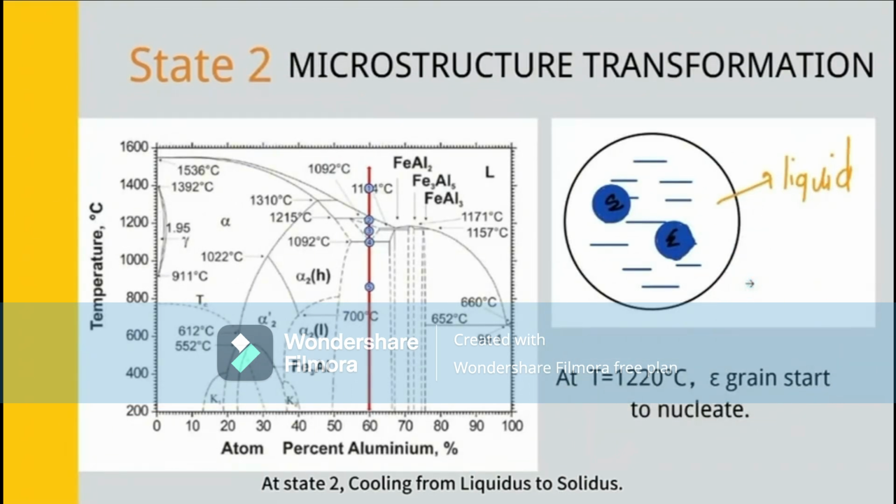And state 2, cooling from liquid to solid. As the temperature decreases, solid aluminide starts to form from the liquid. Theta grains start to nucleate. The microstructure consists of a mixture of liquid and solid aluminide. The proportion of solid increases as the temperature drops.